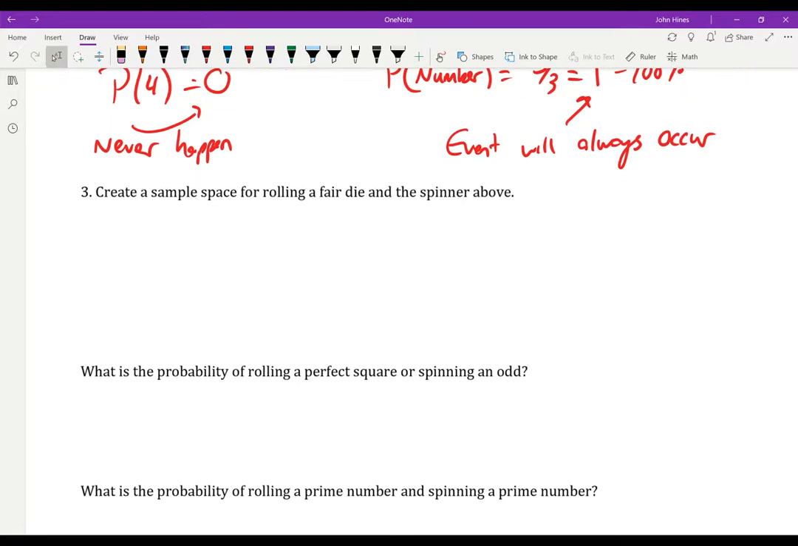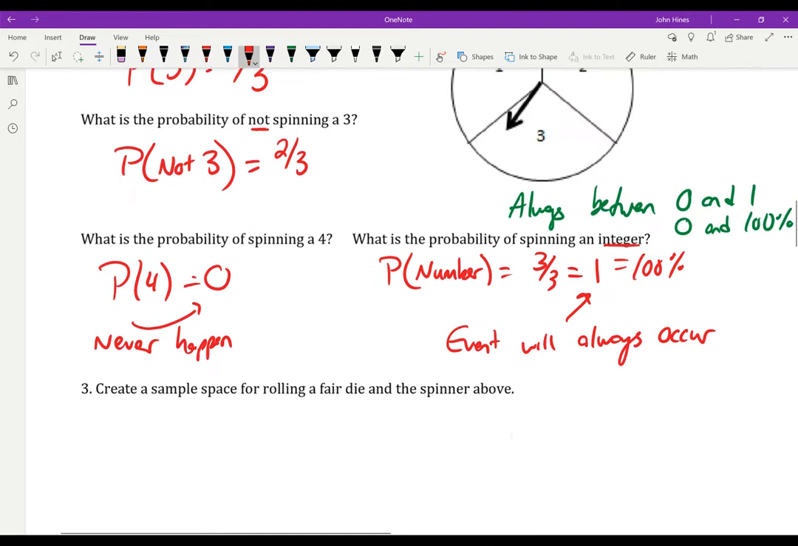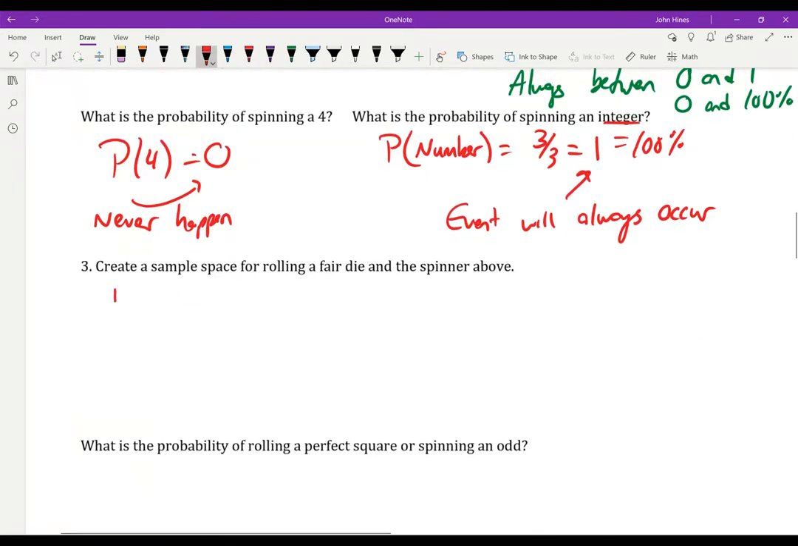Create a sample space for rolling a fair die and the spinner above. So I'm rolling a die and then spinning the spinner. So I can roll a 1, spin a 1. Roll a 1, spin a 2. Roll a 1, spin a 3. So I'm rolling, then spinning.